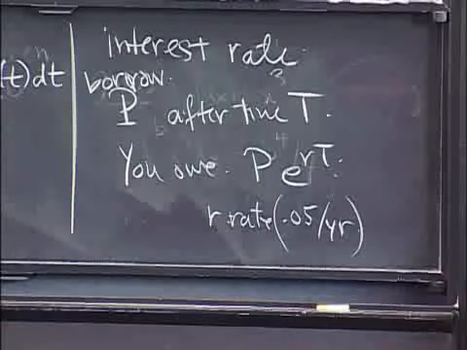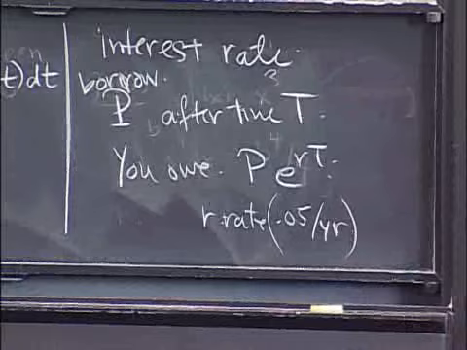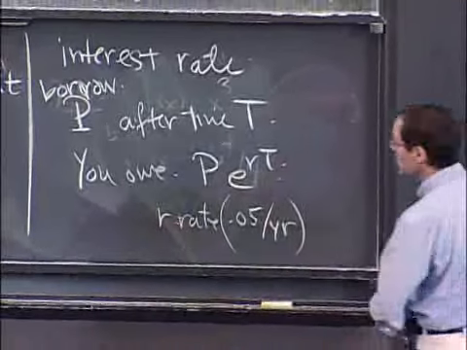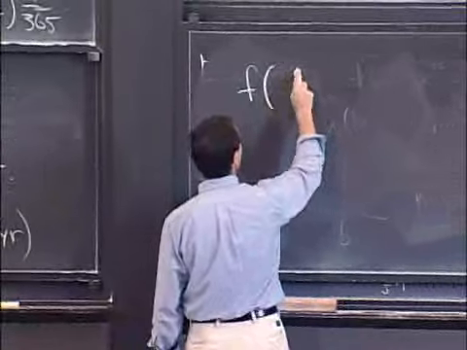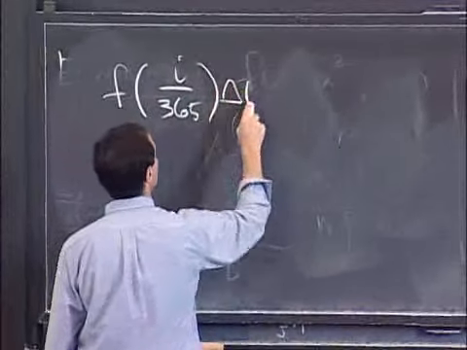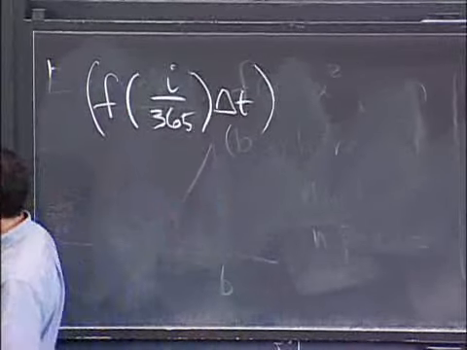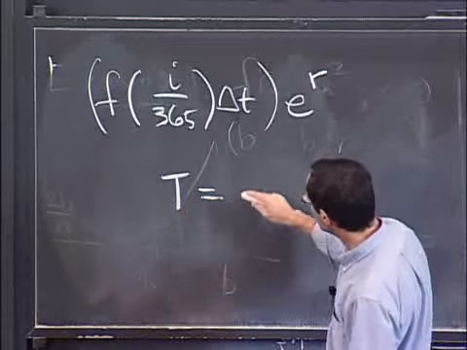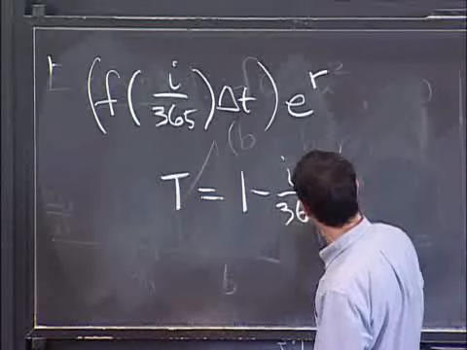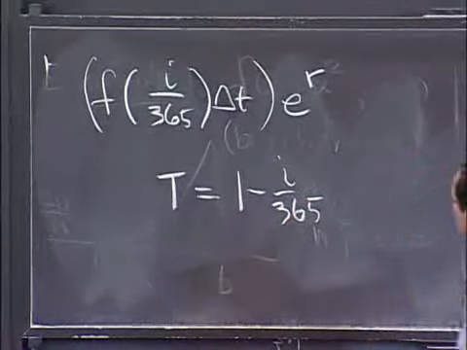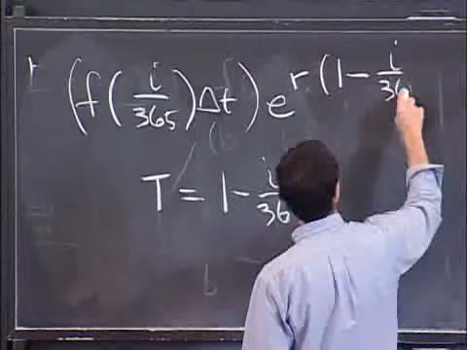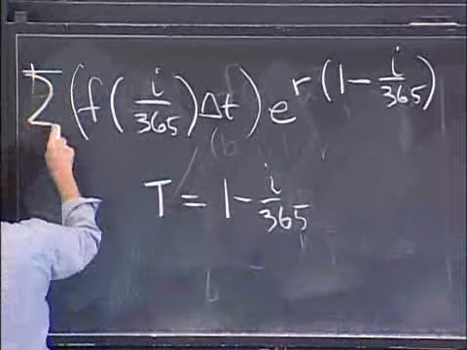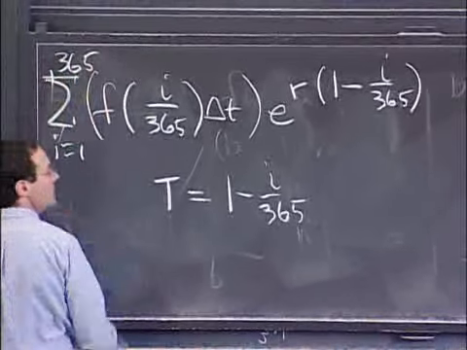And so, if you want to understand how much money you actually owe at the end of the year, well, you borrowed these amounts here, but now you owe more at the end of the year. You owe e to the power r times the amount of time left in the year. So the amount of time left in the year is 1 minus i over 365, or 365 minus i days left. So this is 1 minus i over 365. And this is what you have to add up to see how much you owe.